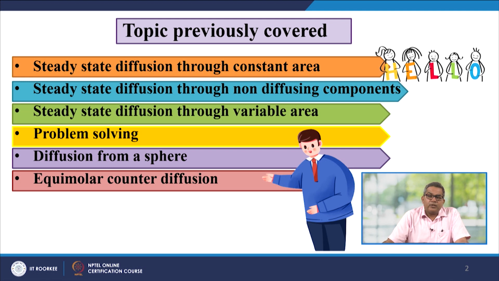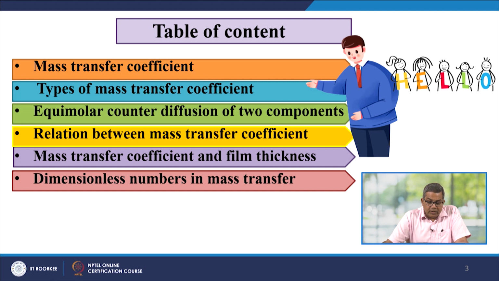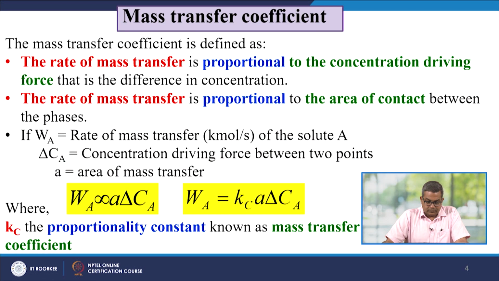Then we discussed the diffusion from a sphere and equimolar counter diffusion. In this particular segment, we are going to discuss the mass transfer coefficient and different types of mass transfer coefficient. And we will discuss the equimolar counter diffusion for two components. And we will discuss the relation between the mass transfer coefficient and film thickness. And we will describe the dimensionless numbers in mass transfer.